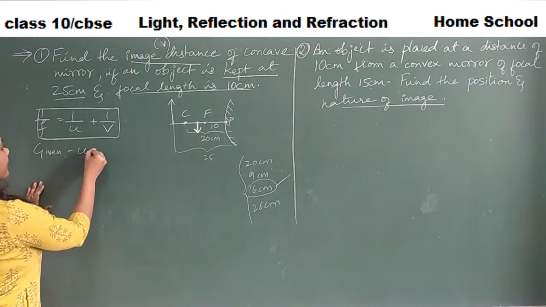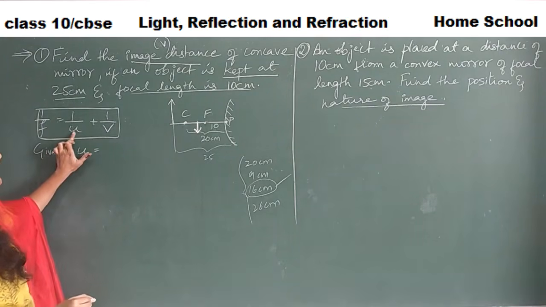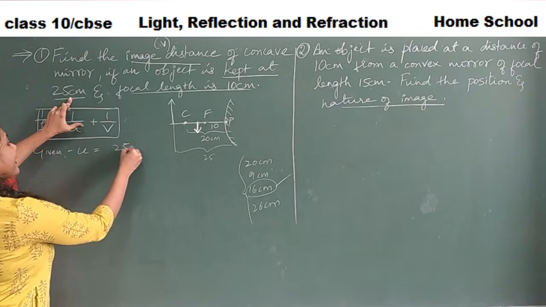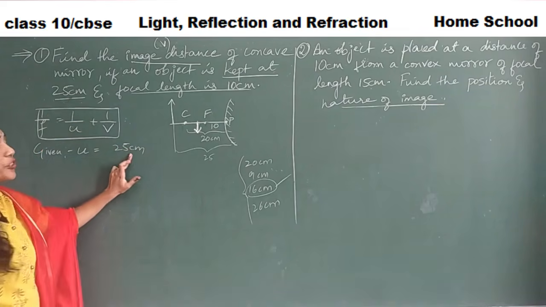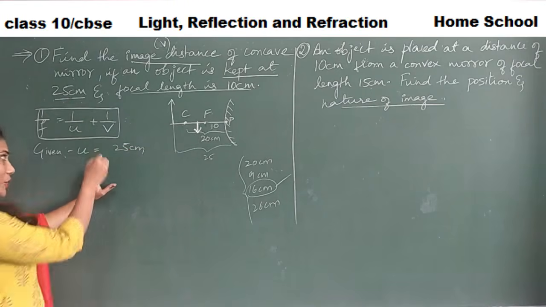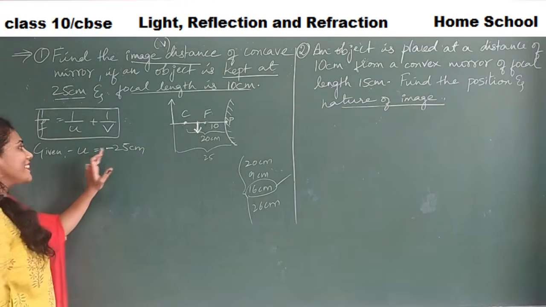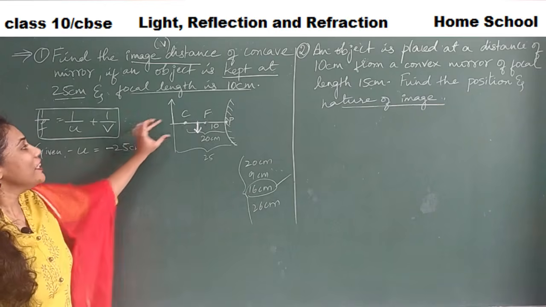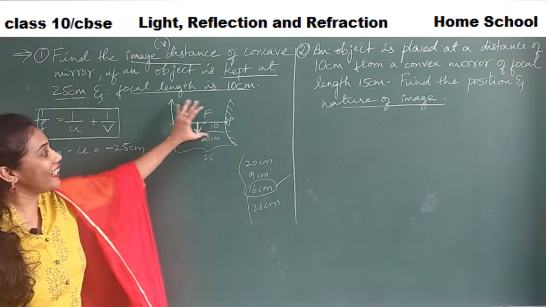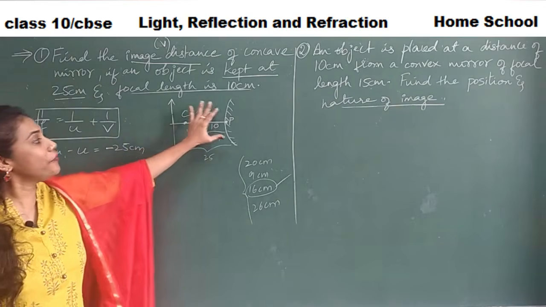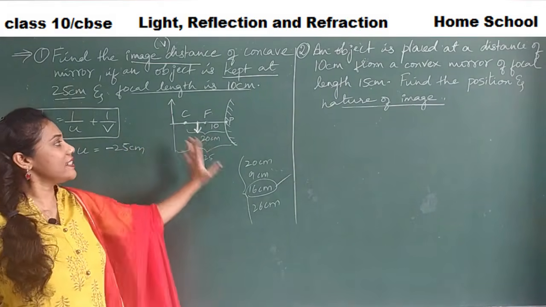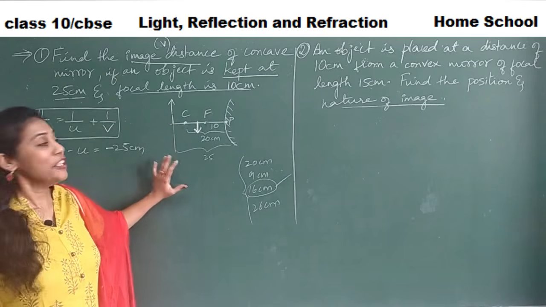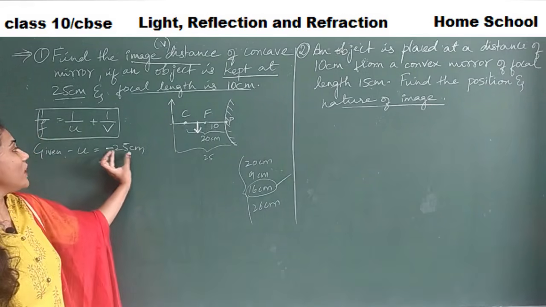U value they have given, right? So what is U? U is nothing but object distance. So it is 25 centimeter. What is the sign I should give for U? I should give a minus sign. This is very, very important, guys, in doing a problem. See, your object is in front of the mirror. So in front of the mirror, whatever distances you measure, you have to put a negative sign. So object distance is always negative.